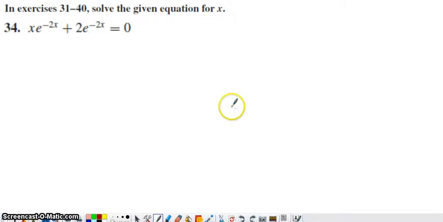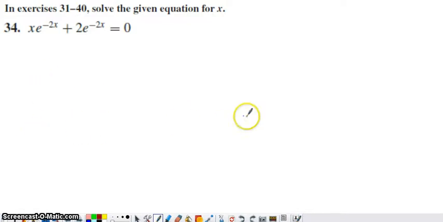Now if a calculator was in play and you had a calculator that could graph, the easiest thing to do would be to graph y equals x e to the negative 2x plus 2e to the negative 2x. So basically graph the left side of the equation and then figure out when that equation is equal to 0. So find the zeros of that function. Calculators in play, that's definitely the easiest thing to do. But this is not that difficult to solve without a calculator either.